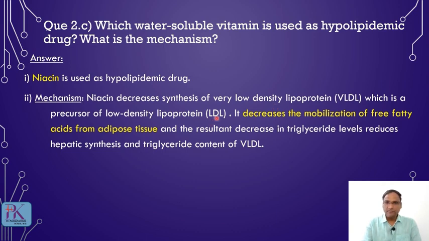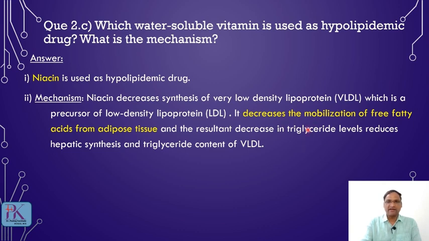Niacin decreases mobilization of free fatty acid from adipose tissue. So that is very important. This sentence should be there when you are writing the mechanism. Most important is niacin decreases mobilization of free fatty acid from adipose tissue. Now you know adipose tissue contains free fatty acid. So what happens if there is a decreased mobilization of free fatty acid from adipose tissue? There will be a decrease in the level of triglyceride.